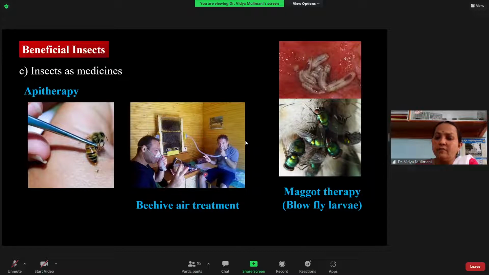Next, we have the air that you get from the beehive colony. It relaxes our brain, and beehive air treatment is also used, because in such lockdown situations we are becoming mad, so you can get recreation from it. In foreign countries they are doing it, not in India. Next is maggot therapy, using blowfly larvae, which are mainly used for treating diseases. So under insects as medicine, we use insects for treating some human diseases.